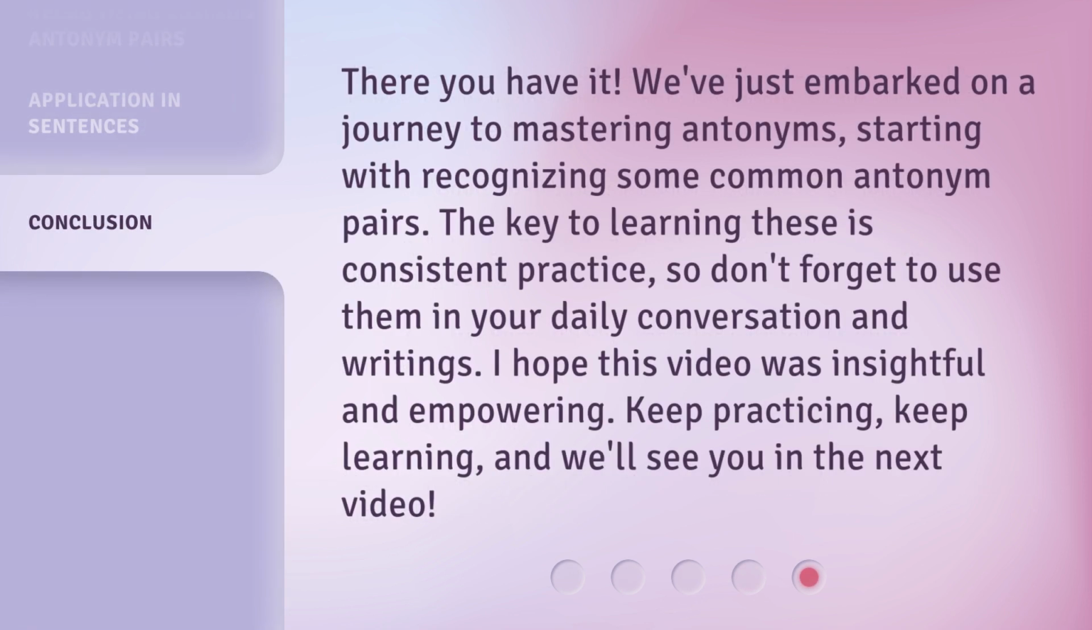There you have it. We've just embarked on a journey to mastering antonyms, starting with recognizing some common antonym pairs. The key to learning these is consistent practice, so don't forget to use them in your daily conversation and writings.